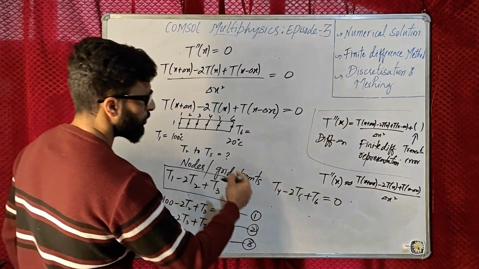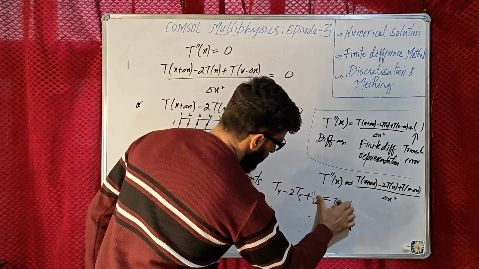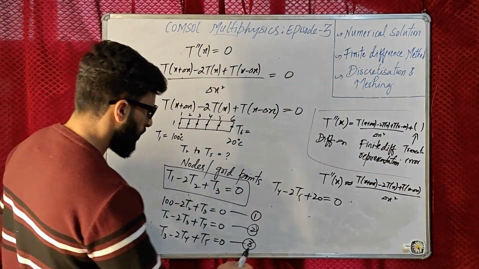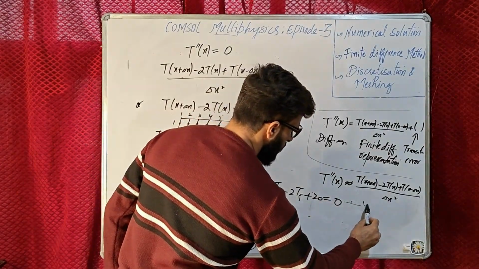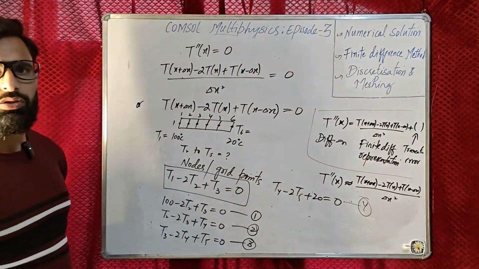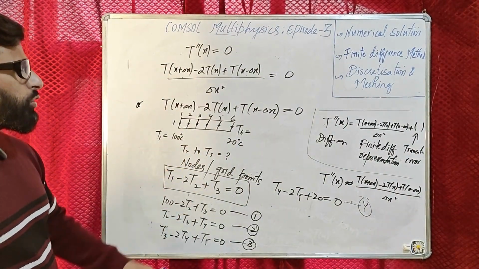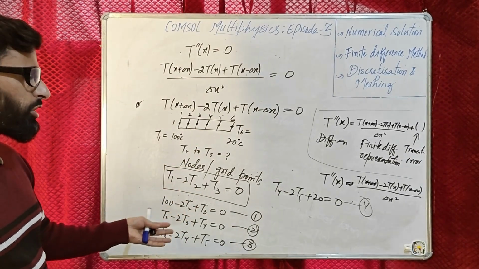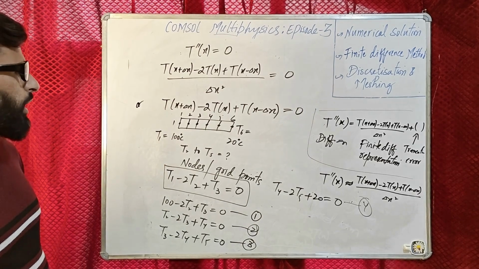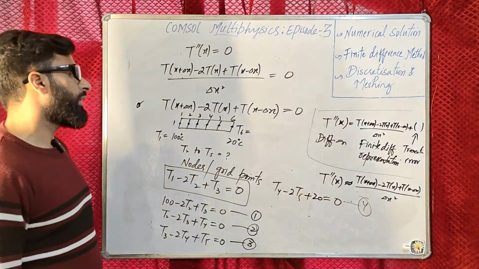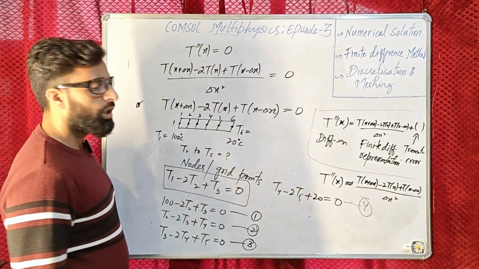And we know T6 is known. It is 20. So we can put 20 here. So we have 4 equations and 4 unknowns. We can solve them using, say, Gauss elimination method or whatever method. We have four equations, four variables, we can solve using any method, and we can get the values of the unknowns T2, T3 and T4.